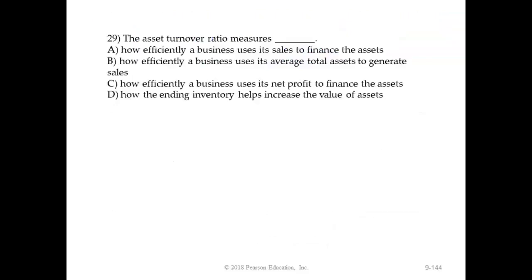Now, the asset turnover ratio measures A, how efficiently a business uses its sales to finance its assets. Is it B, how efficient a business uses its average total assets to generate sales? C, how efficiently a business uses its net profit to finance the assets? Or D, how the ending inventory helps the value of the assets? I'll tell you right now, the only one that really makes sense out of this one, this 29, is going to be B all the way. It's how efficiently a company uses its average total assets to generate sales.